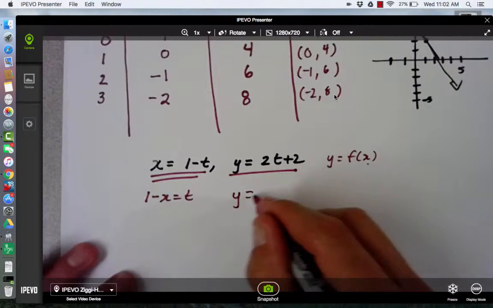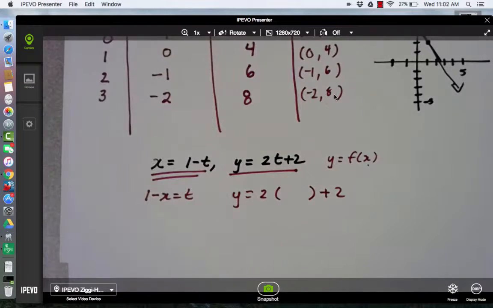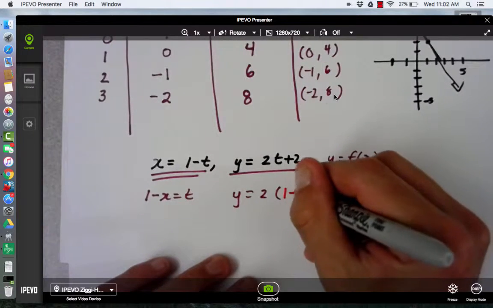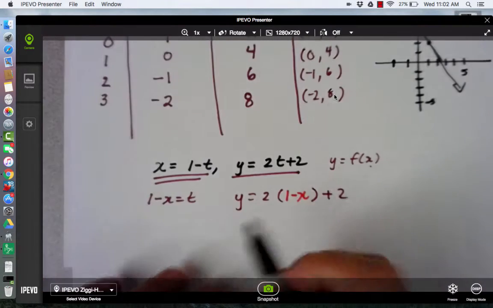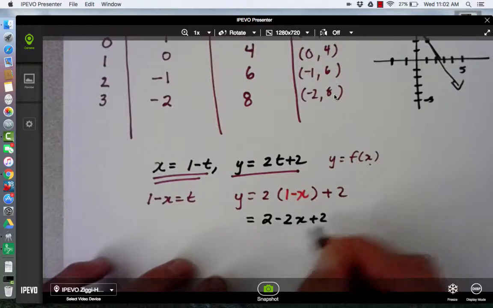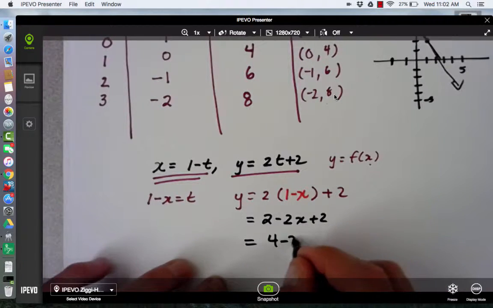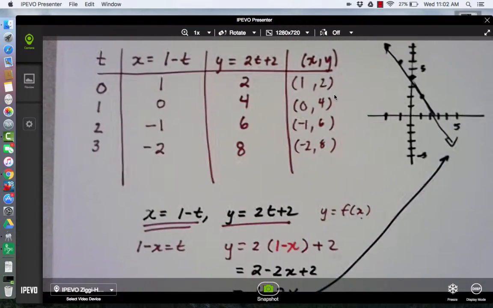Now our equation is going to be found. We know what t is. t is simply 1 minus x. So 1 minus x goes in. We substitute it for t. And now we distribute and simplify. So 2 minus 2x plus 2 equals 4 minus 2x. Now that is the equation that matches that graph.